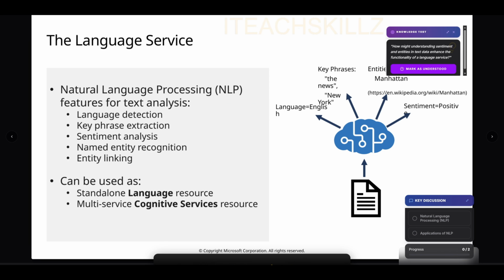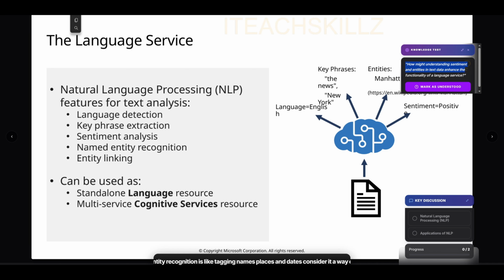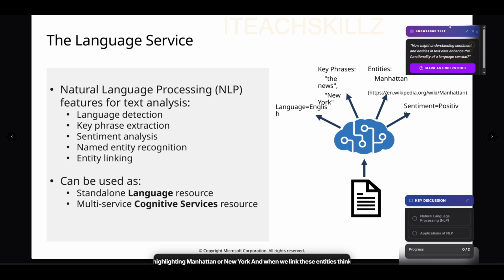Let's explore the core elements of language service key phrases. Think of natural language processing, or NLP, as a versatile tool that can dissect text into its essential parts. These features include language detection, which identifies the language used in a piece of text, and key phrase extraction, pinpointing significant words or phrases for deeper understanding. Imagine sentiment analysis as reading between the lines to gauge emotions conveyed in the text. Named entity recognition is like tagging names, places, and dates. Consider it a way of highlighting Manhattan or New York. And when we link these entities, think of connecting the news with New York, enriching our understanding of context.